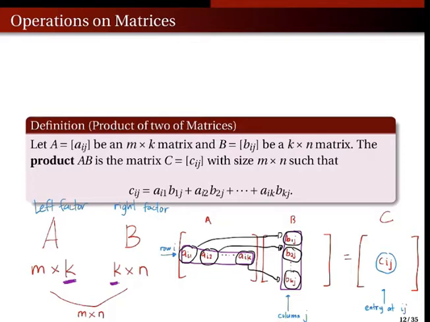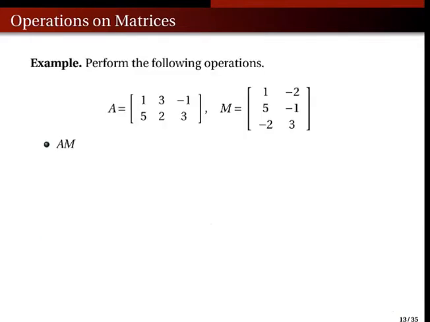Let us work on actual examples. So you have here matrix A, and then matrix M. And notice, A has size 2 rows, 3 columns. So this is 2 by 3, while the matrix M has size what? 1, 2, 3, 3 rows, 2 columns. Okay? 3 rows, 2 columns.